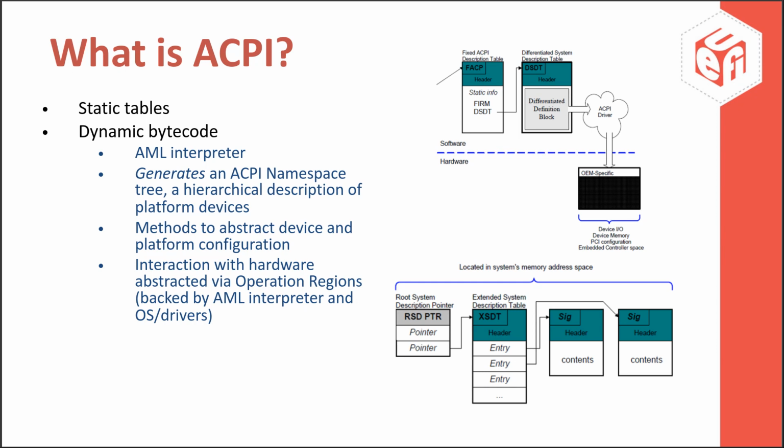Methods are used to abstract actual device or platform configuration. For example, you may have a method that returns the current configuration, _CRS, of the resources. And interaction with actual hardware is done using something called operation regions, which are implemented by the AML interpreter and represent the interface between AML and the underlying OS it runs on. This way, AML bytecode can poke at memory, poke at I/O registers, and do some other interesting things. Recently, many of the extra new operation regions added involve platform-specific OS drivers.